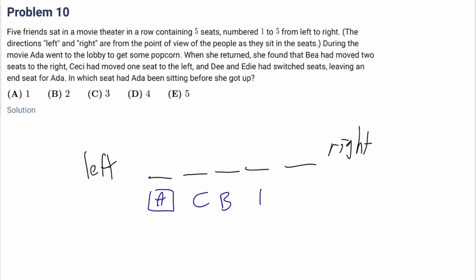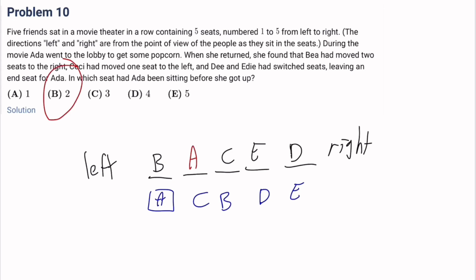And then D and Eddie, they're just like this. And so this is the final configuration. If we just switch that around, then B is going to go like that. This is where they were before. And then D and Eddie, they just switched seats, so it's just E and D. And Cece would have moved 1 seat like that, so it's C. Therefore, this was Ada's original seat, so it's second place.